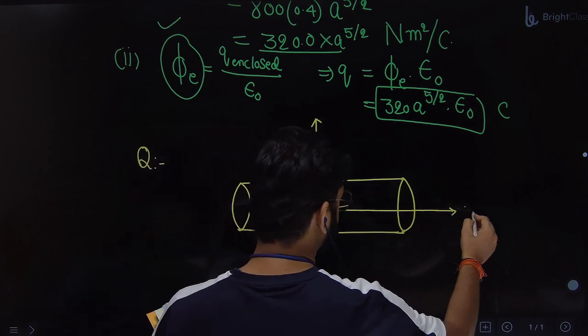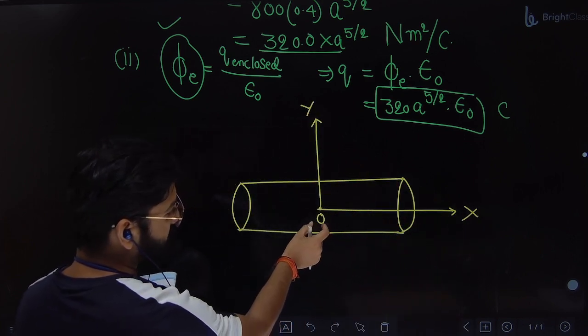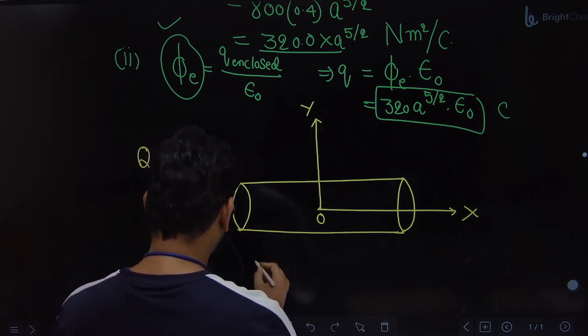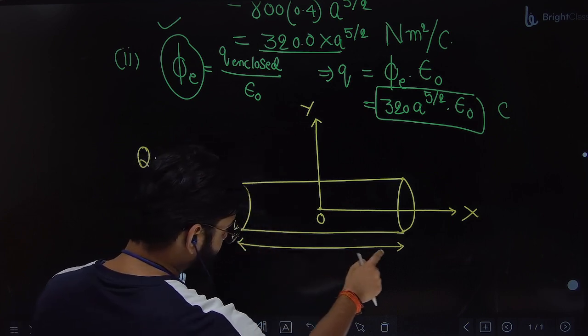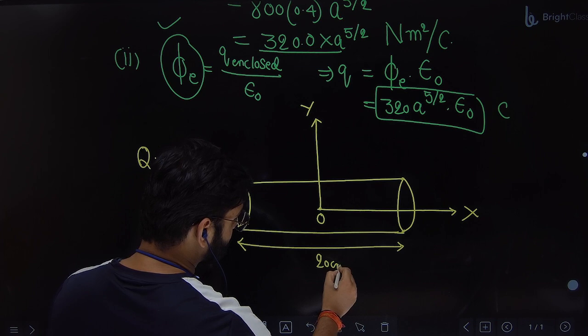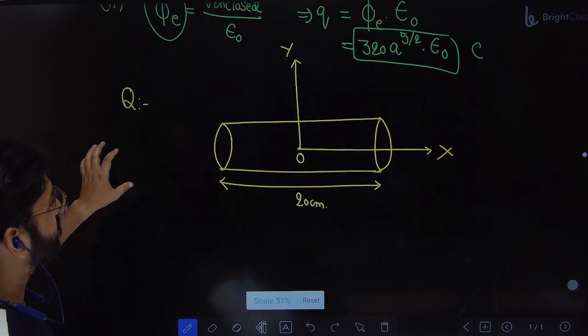So this is the x-axis, this is the y-axis. This point is the origin. This distance is given, the total distance. So basically you can see this total distance is the length of the cylinder. So the length of the cylinder is given as 20 centimeter. This is the figure.